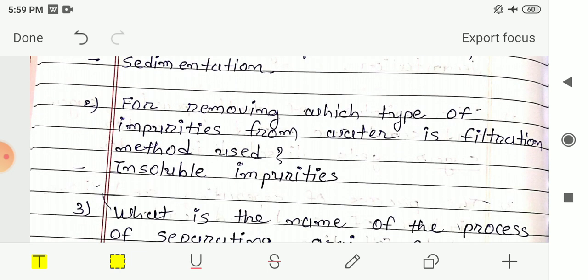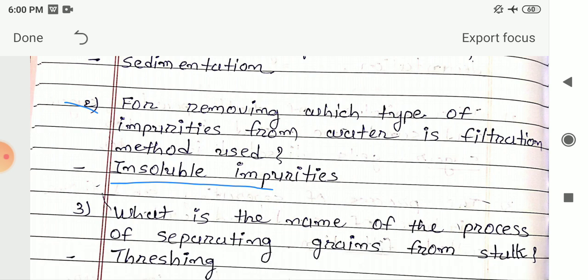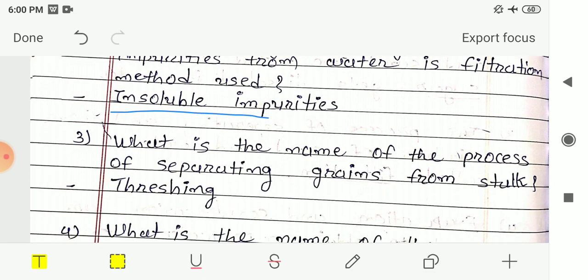Next is, for removing which type of impurities from water is the filtration method used? In filtration method, which impurities from the water can we remove? So here your answer is insoluble impurities. Insoluble impurities like soil particles, sand particles, stones, we can remove this kind of impurities from the water by the method of filtration. So here your answer is insoluble impurities.